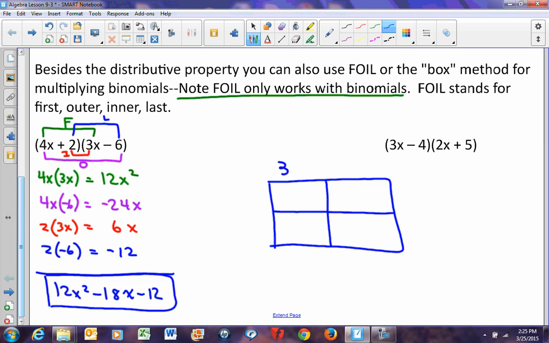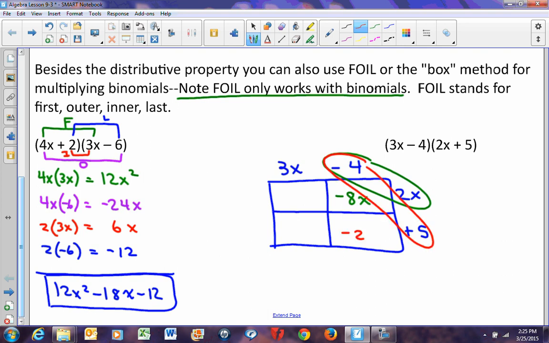I'm going to have 3x here minus 4, so yeah, I just wrote that term. Then I'm going to have 2x here and plus 5 here. And you basically multiply to your box. So I'm going to multiply negative 4 times 2x, and that becomes negative 8x, and that's there. I'm going to multiply negative 4 times 5, and that's going to be negative 20, and that's there. And then I multiply 3x times 2x, and that's 6x squared. And then I multiply 3x times 5, and that's 15x.